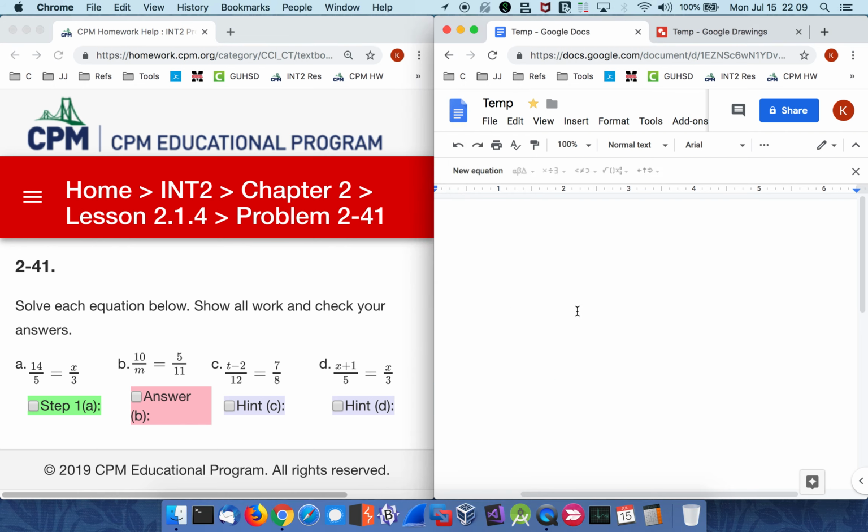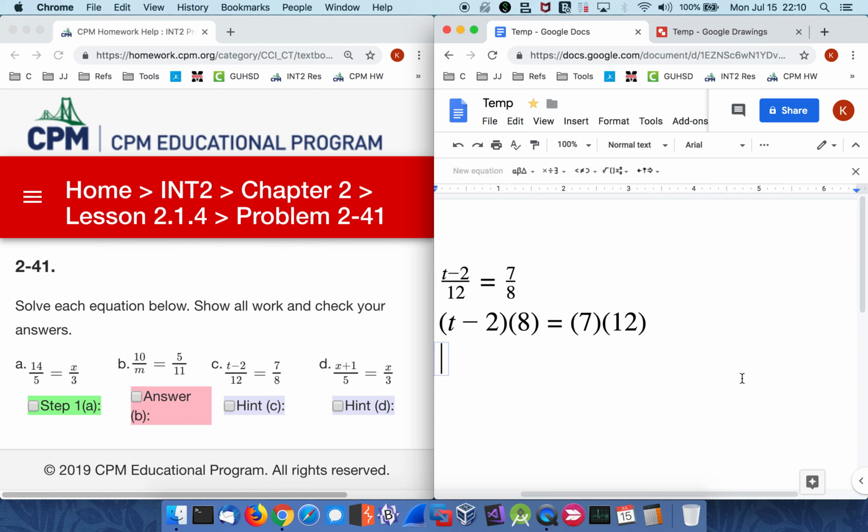Next one. Ooh, look at that. Now they're gonna get a little bit tricky. But not that tricky. Alright, t minus 2 over 12 equals 7 eighths. Alright, so let's just do our cross multiplication again. T minus 2 times 8 equals 7 times 12. Whoops. 7 times 12. There we go.